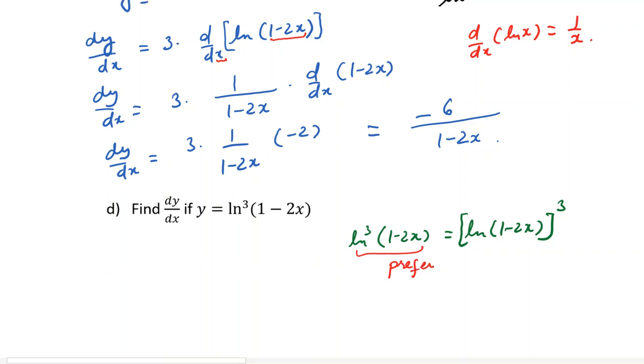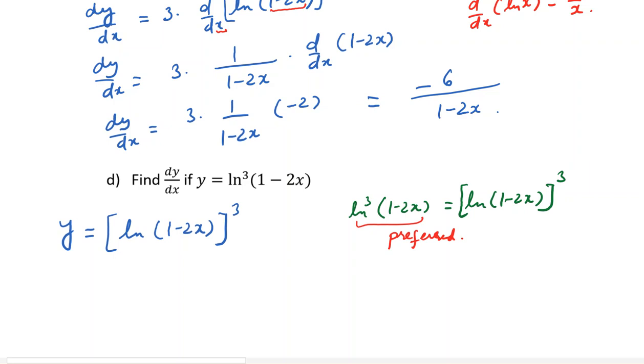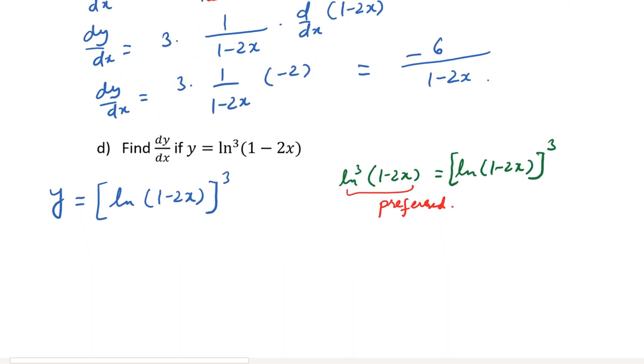Let's try to figure out the derivative of this function. Our given function is y is equal to ln of 1 minus 2x, so if you want, you can write this as this. In this, we will notice that the outside function is the power function and the inside function is the log function.